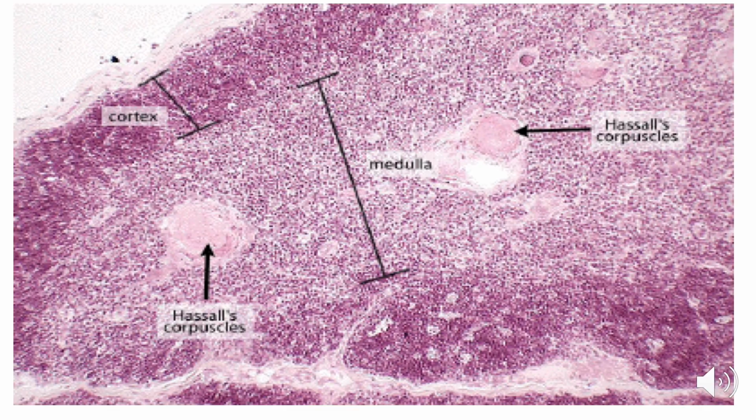Then, refer to the light staining medullary region of the thymus. One of the important things that you can find in the medullary region is the presence of the Hassall's corpuscles.